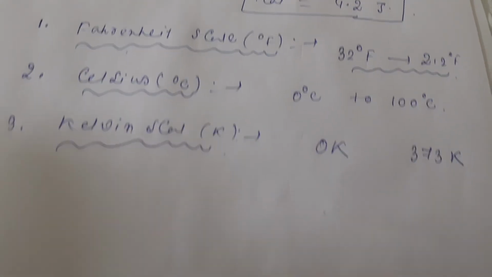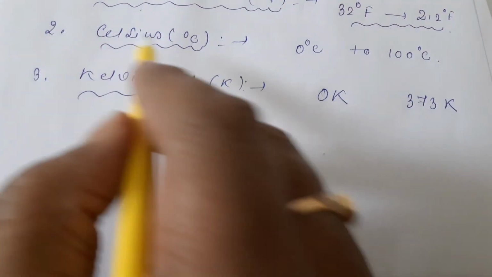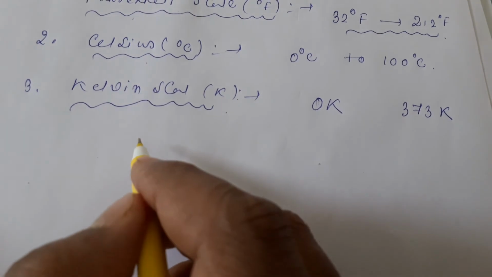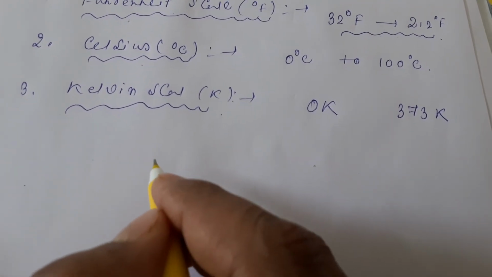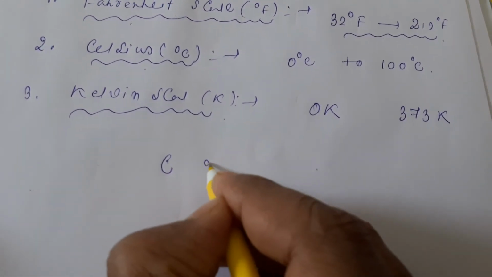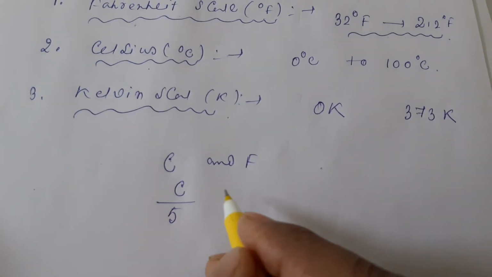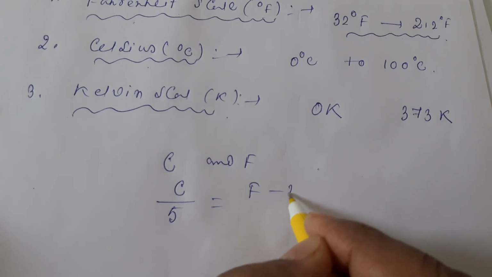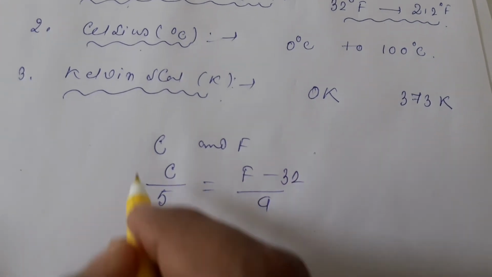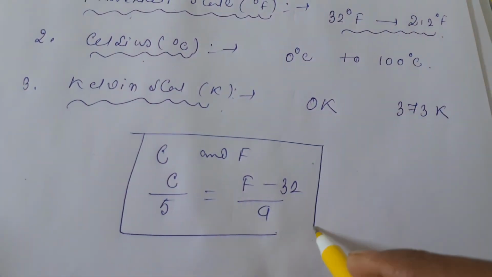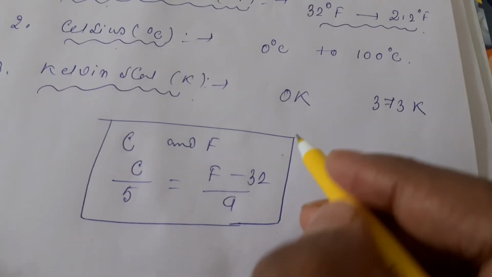Okay, so there is a relation present between the Celsius and Fahrenheit scale, and the Kelvin scale also. So if you want to write the relation between C and F, then you know that it may be C by 5 is equal to F minus 32 by 9. So this is the relation between C and F, that means Celsius and Fahrenheit scale.